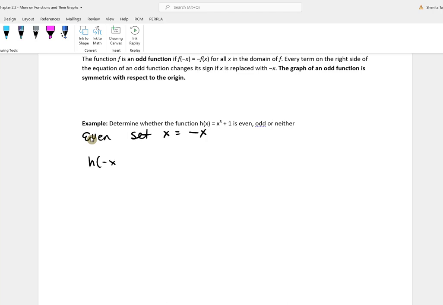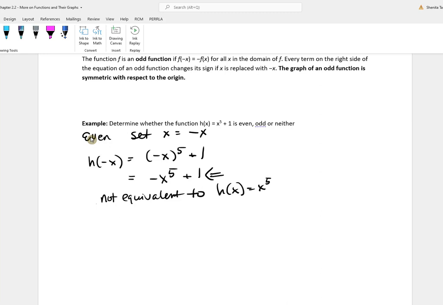We get negative x to the fifth plus 1. That comes out to be negative x to the fifth plus 1. So in order for this to be even, this has to be equal to our original function. And it's not. So this is not equivalent to our original problem of x to the fifth plus 1. So this is not even.